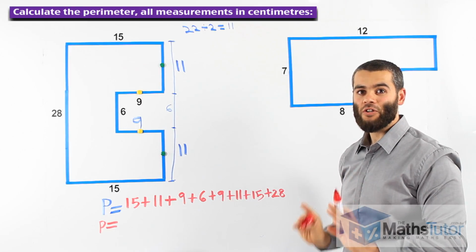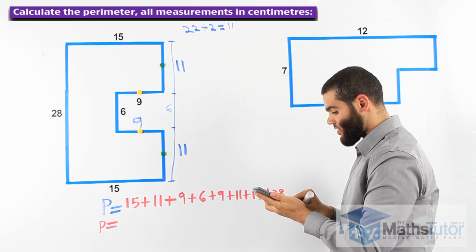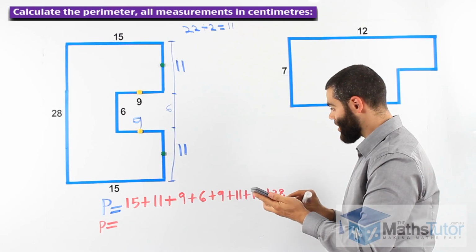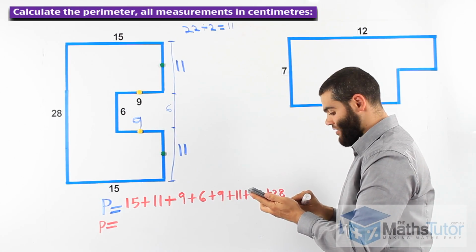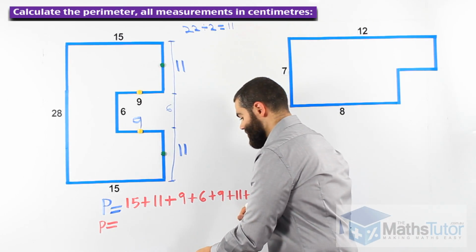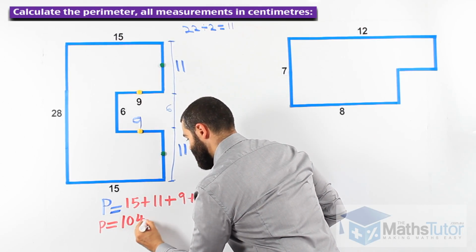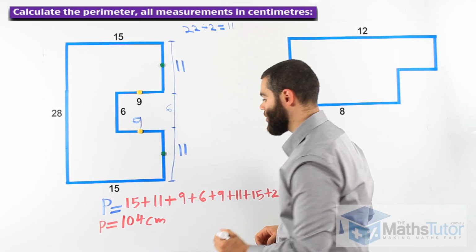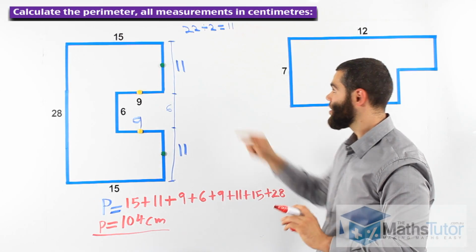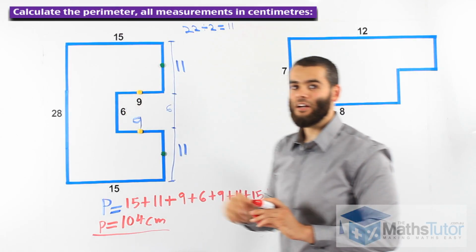So now we are on the right track. We can grab our calculator and we can start adding up. 15 plus 11 plus 9 plus 6 plus 9 plus 11 plus 15 plus 28. Our answer, 104 centimeters long. So our total answer is 104 centimeters. So the whole boundary of this shape all around is 104.